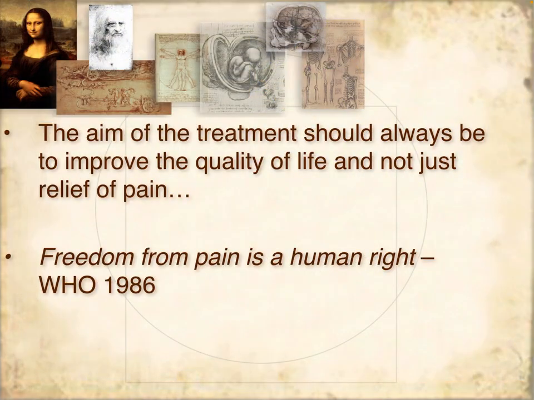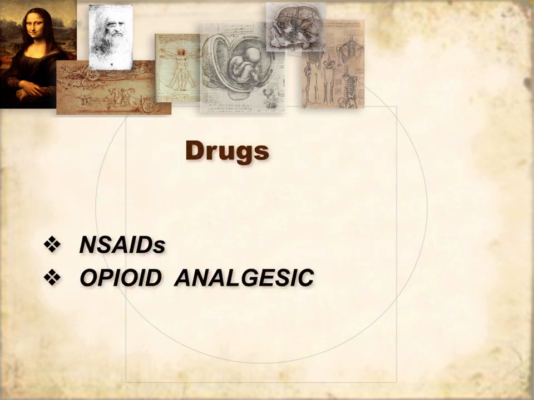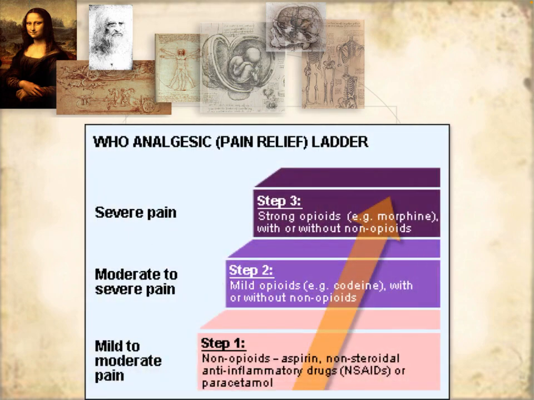The aim of treatment should always be to improve the quality of life and not just pain relief. Freedom from pain is a human right, declared by the WHO in 1986, and NSAIDs and opioid analgesics can be used. This is the WHO analgesic ladder for palliative care. It includes mild to moderate pain, moderate to severe pain, and severe pain.